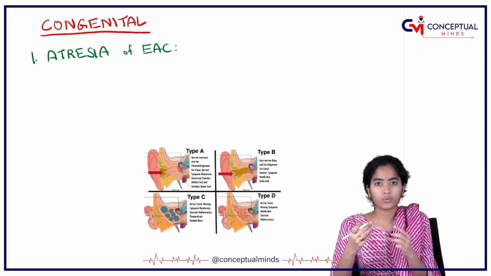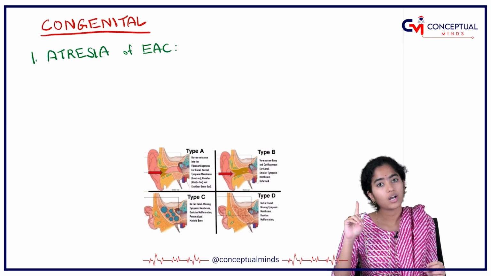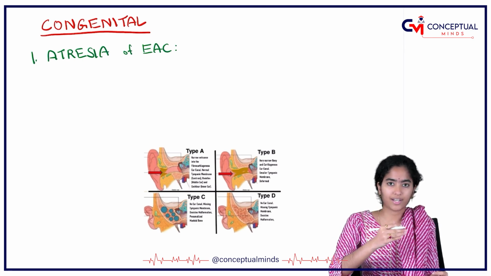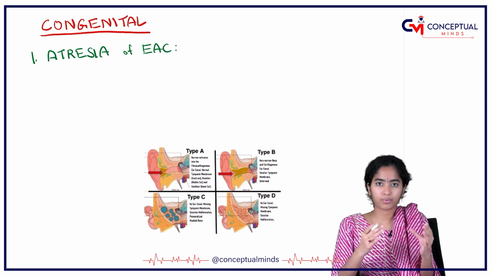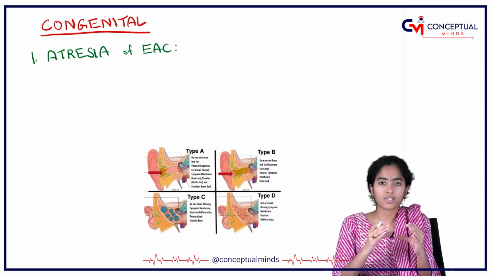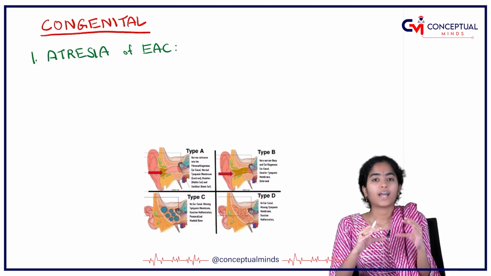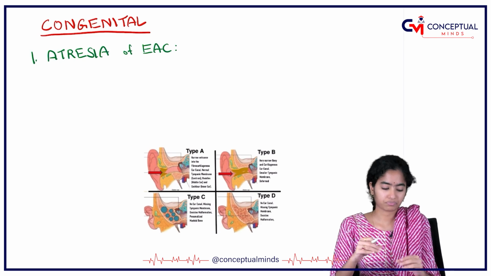If we look a little more into embryology, as I have already told, the external auditory canal is formed from the first branchial cleft. The dorsal part of the branchial cleft gets epithelialized. The epithelium proliferates and forms a solid mass, and then it undergoes canalization to form a hollow structure. Failure of this canalization is atresia.